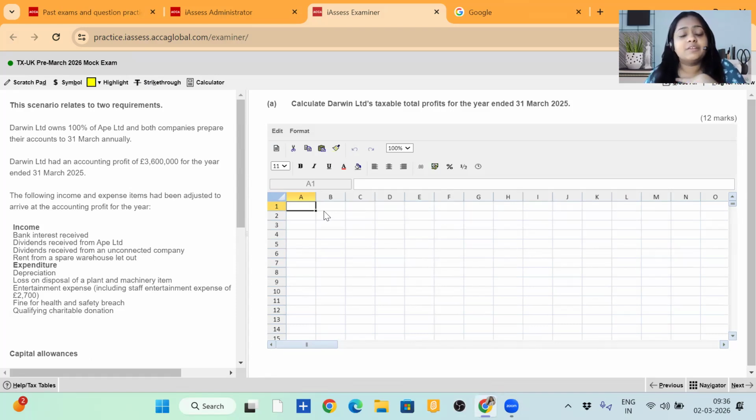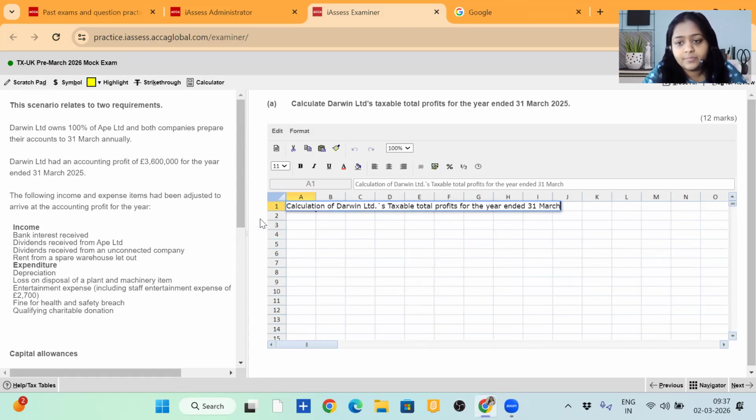It saves my time, gives me accuracy, and wherein I think I can make errors, like 9 months, 7 months, I do the corrections there only in the calculation. Okay. So here I will write calculation of Darwin Limited's taxable total profits for the year ended 31st March 25. Now let's read it properly.